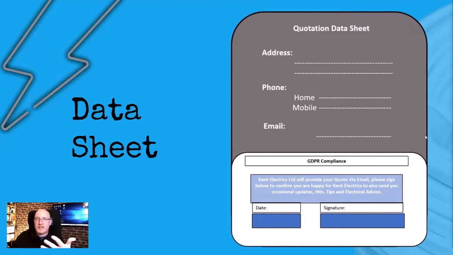If you did this on a quote, where you arrive and you've got a clipboard and you're saying, right, I'm going to send you out your quote, I just need you to complete this form before I leave. And then they put their address, their phone number, their mobile, their email address, all that. You can fill all that in, and all they have to do is date and sign it at the end. Now you're covered as far as GDPR is concerned. You've got their permission and so on and so forth.